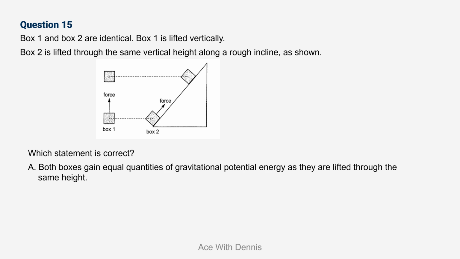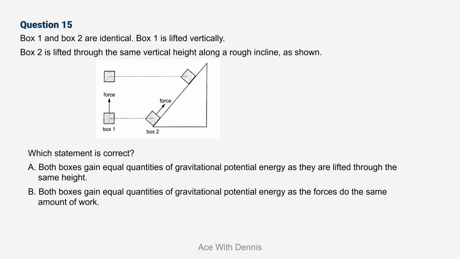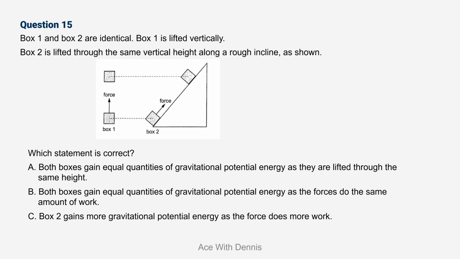Both boxes gain equal quantities of gravitational potential energy as they are lifted through the same height. B. Both boxes gain equal quantities of gravitational potential energy as the forces do the same amount of work. C. Box 2 gains more gravitational potential energy as the force does more work. Or D. Box 2 gains more gravitational potential energy as it moves further.